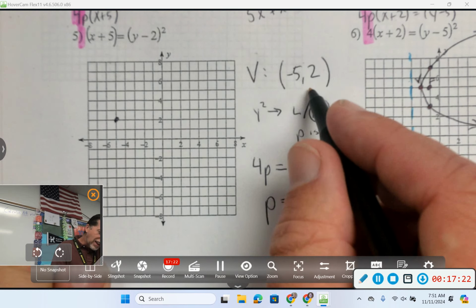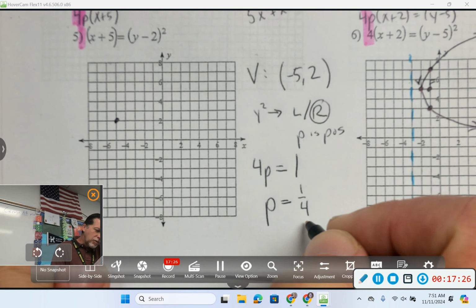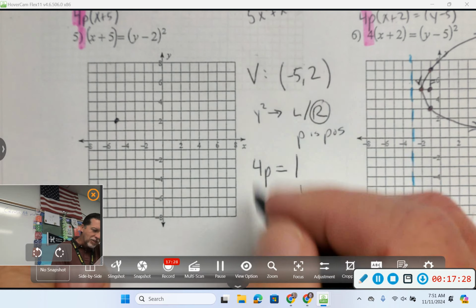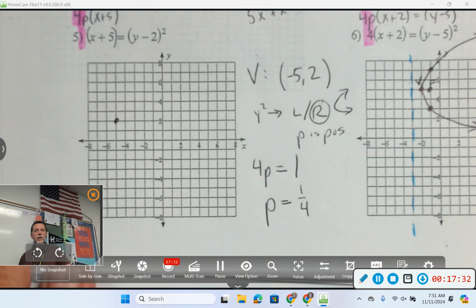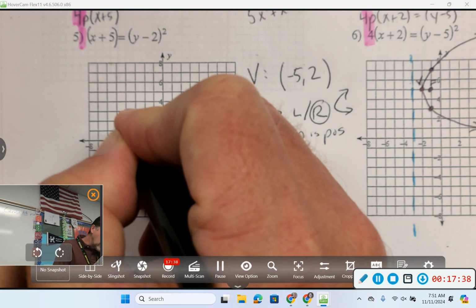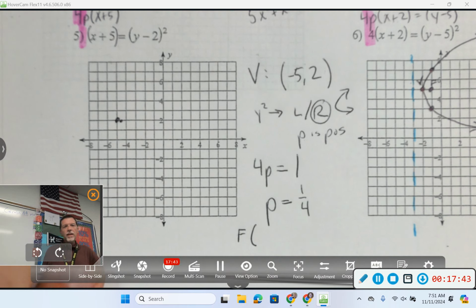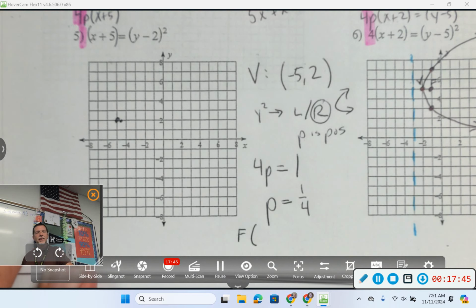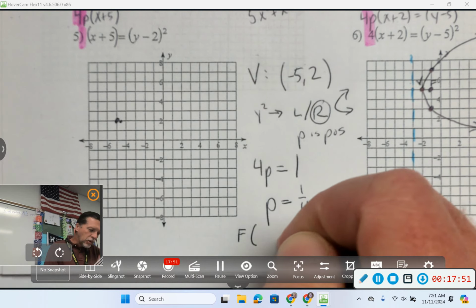So vertex, we got that. P is 1/4. So I need to go 1/4. This is why I like drawing. I've lost track of what I'm doing here. I've got to wrap around my focus. So my focus is going to be 1/4. This is super annoying. And they're both 1/4 or 1/2 more. So they'll be 1/2 away for my endpoints. But let me write the coordinates of the focus.